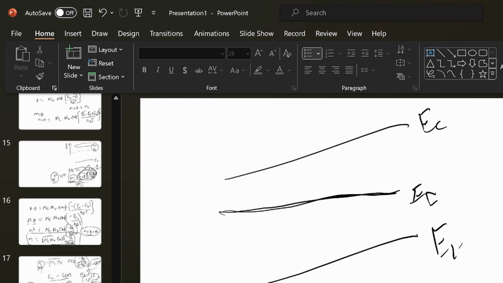So if there is a gradient, in the sense there is a slope in the conduction band, then that same slope will be in the EV, because the band gap will remain constant, whatever be the thing. Band gap won't change, so band gap will be the constant.